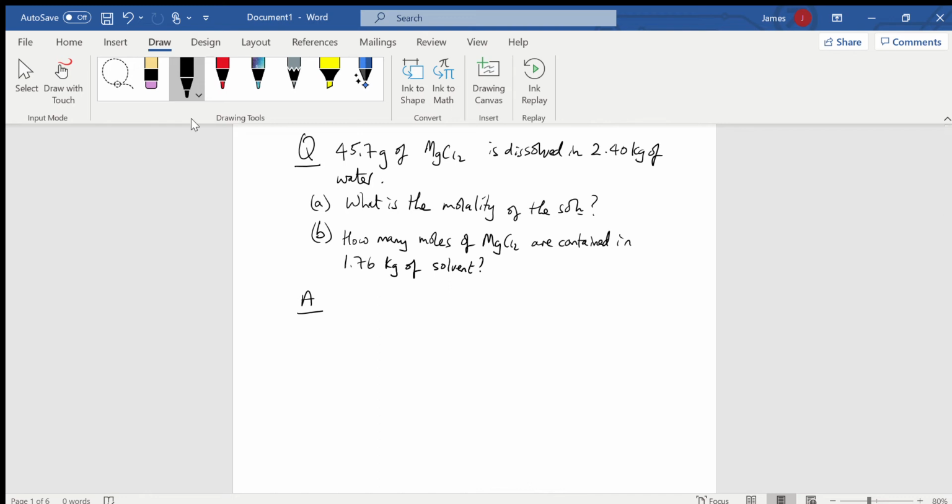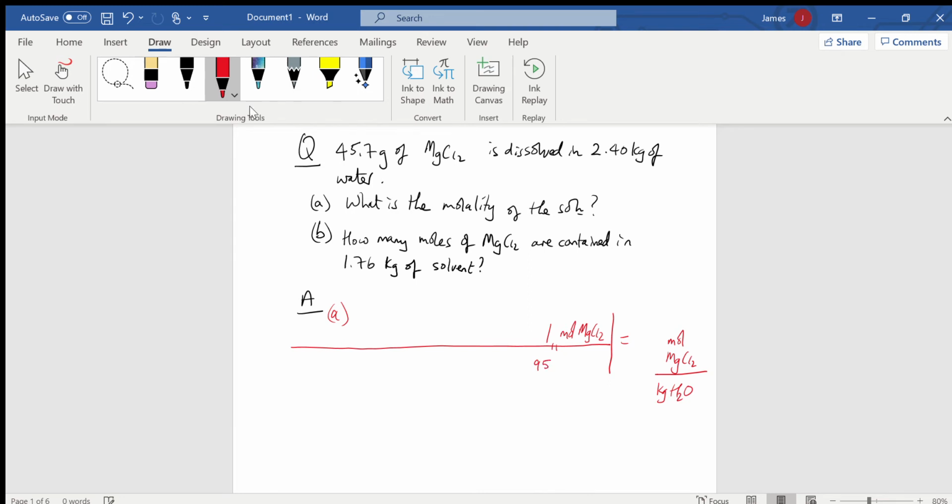Okay, so first up is A. So we are to calculate the molality. So we need moles of MgCl2 divided by kilograms of water, because water is our solvent here. So let's write moles of MgCl2. And again, by definition, a mole of any chemical is its weight in grams. So magnesium chloride has a weight of 95.24 grams, just by adding up the atomic masses of its constituent elements.